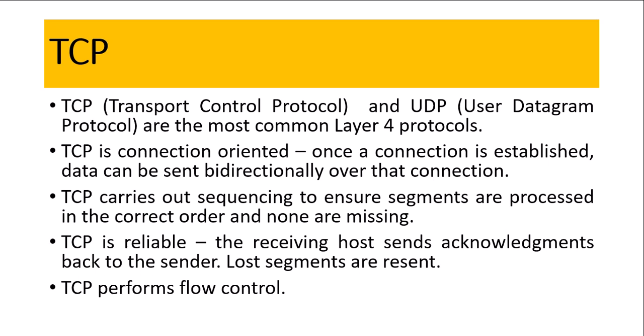TCP is a reliable protocol. It means that whenever the receiver receives any kind of data, it has to send an acknowledgement back to the sender, and if the receiver does not send any acknowledgement, the sender will consider the data lost and will resend it. TCP also performs flow control. It means that it always ensures that all the data sent by the sender has been received at the receiver side.